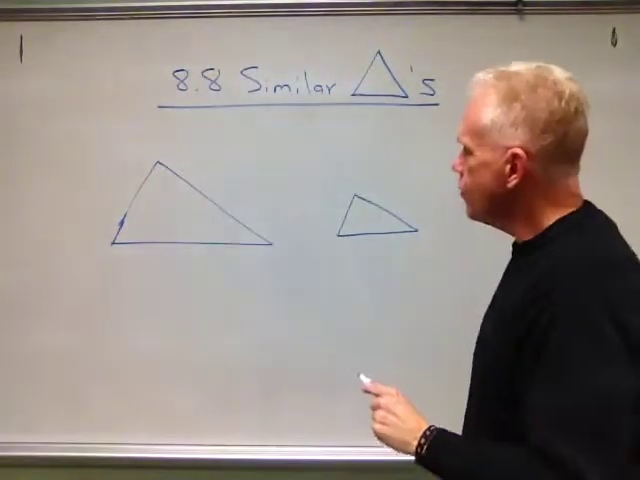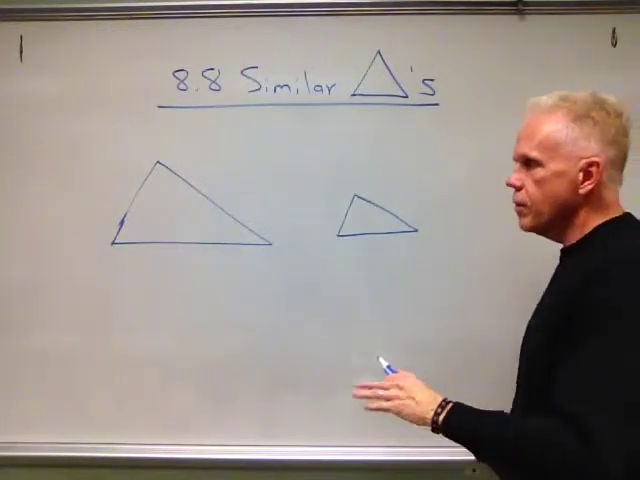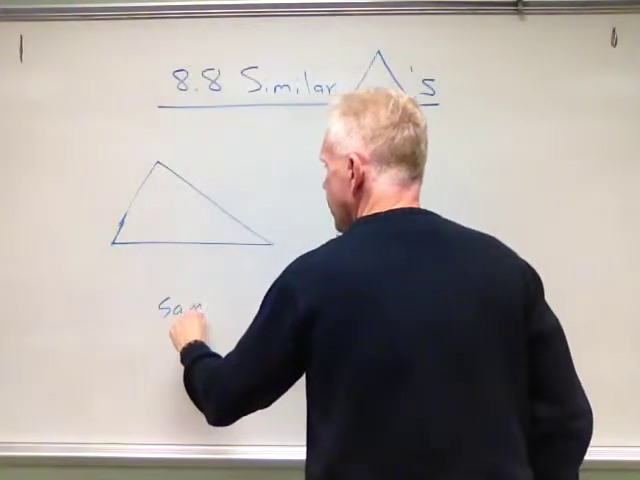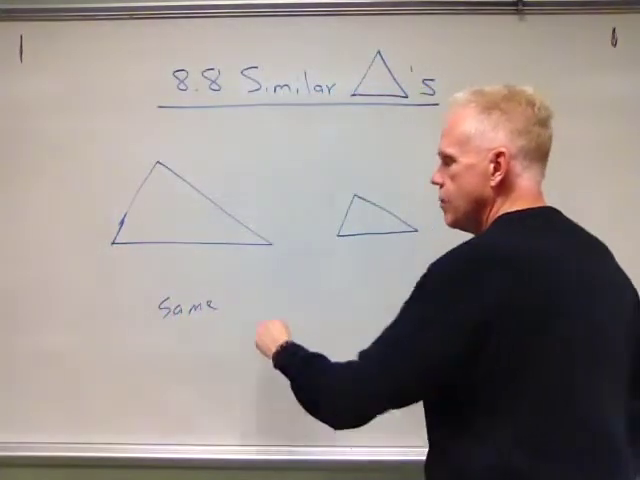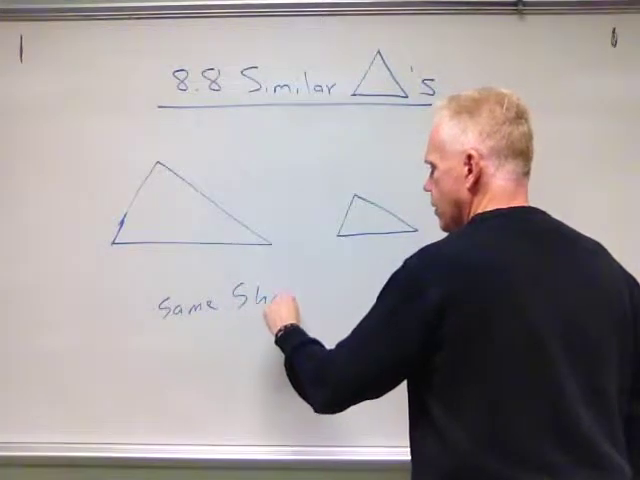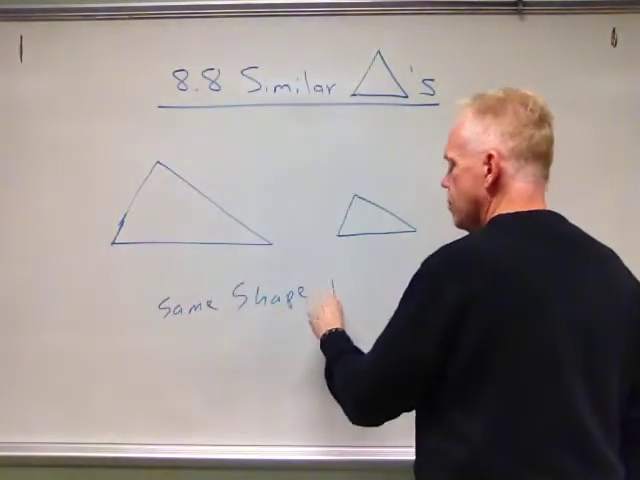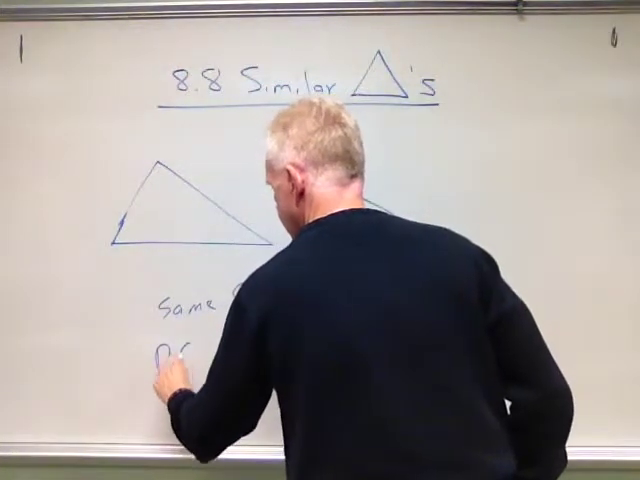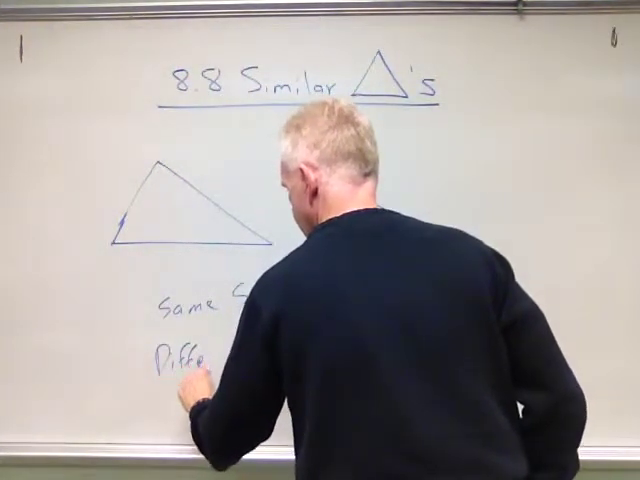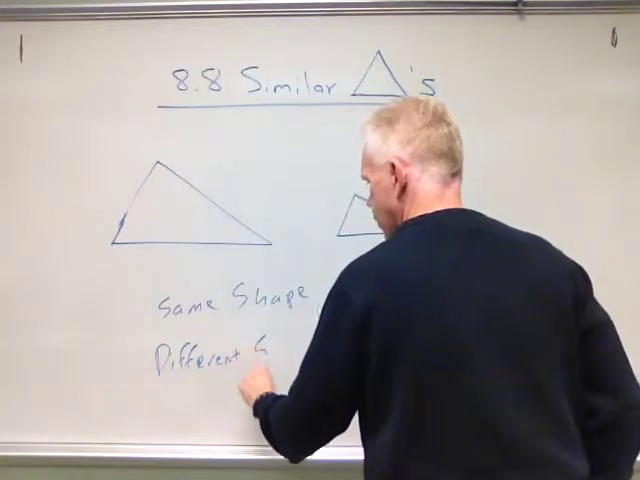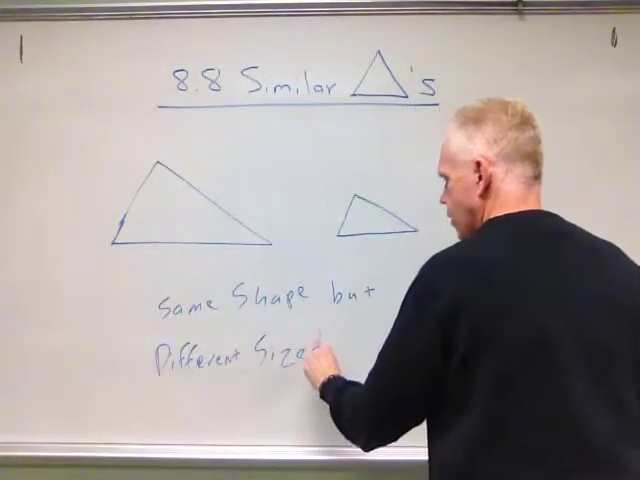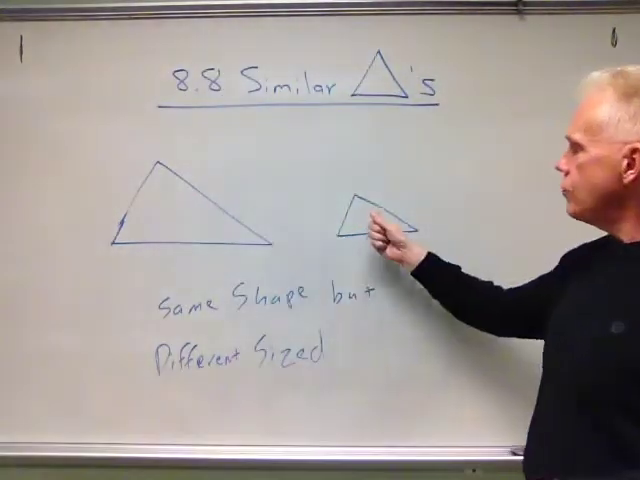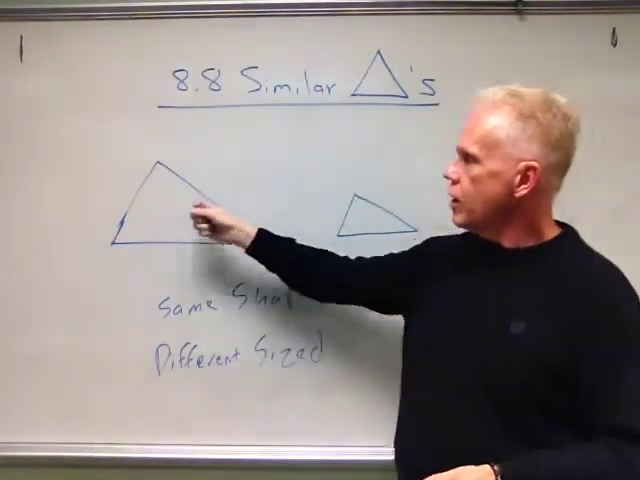So essentially what I'm talking about when I put these two triangles up here with similar triangles, they are the same shape, but different sized. Of course, this triangle right here is the same shape as this triangle right here, but this one's smaller. We have a smaller and a larger.